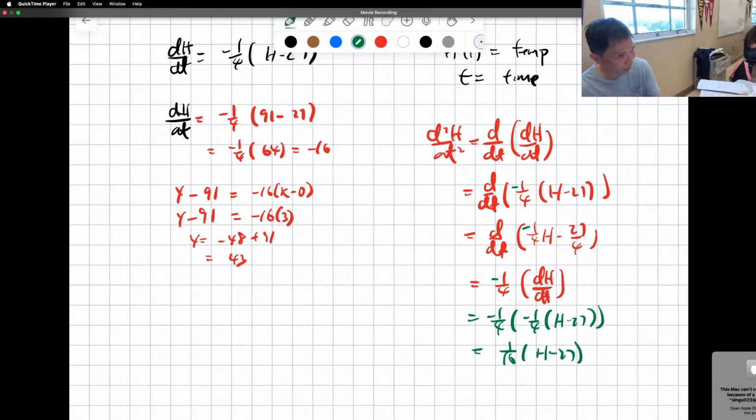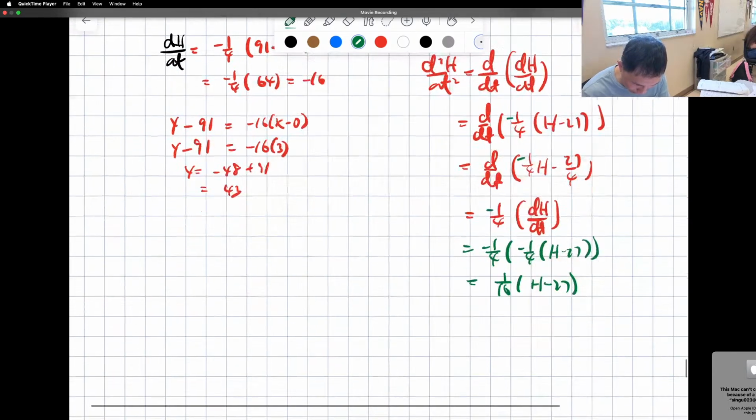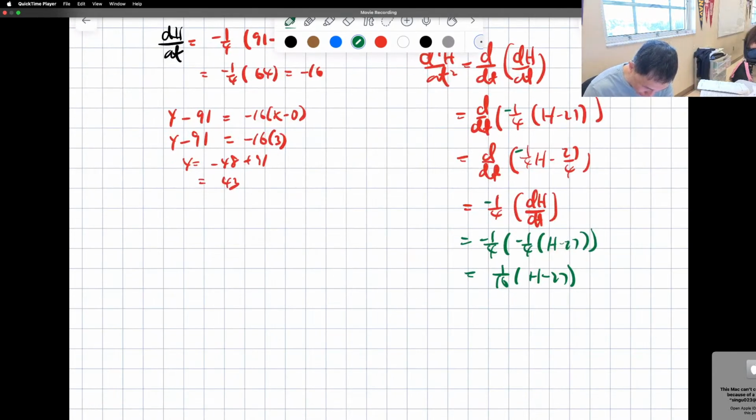Now they do say the temperature is greater than 27 the whole time. So if it's greater than 27, this is going to be positive, greater than 0. And if it's greater than 0, it is concave up.